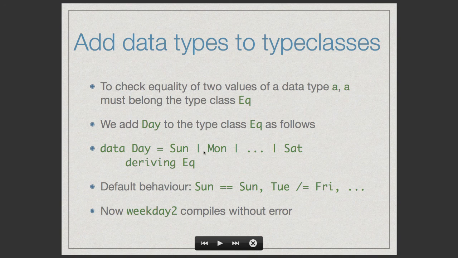data Day = Sunday | Monday | Tuesday | Wednesday | Thursday | Friday | Saturday deriving Eq. The keyword is deriving. When we declare Day to derive from equality, the equality operator has the default behavior. Sunday equals Sunday, Tuesday is not equal to Friday, Monday equals Monday, etc. Once you declare Day to be deriving from equality, then weekend2 compiles without error.